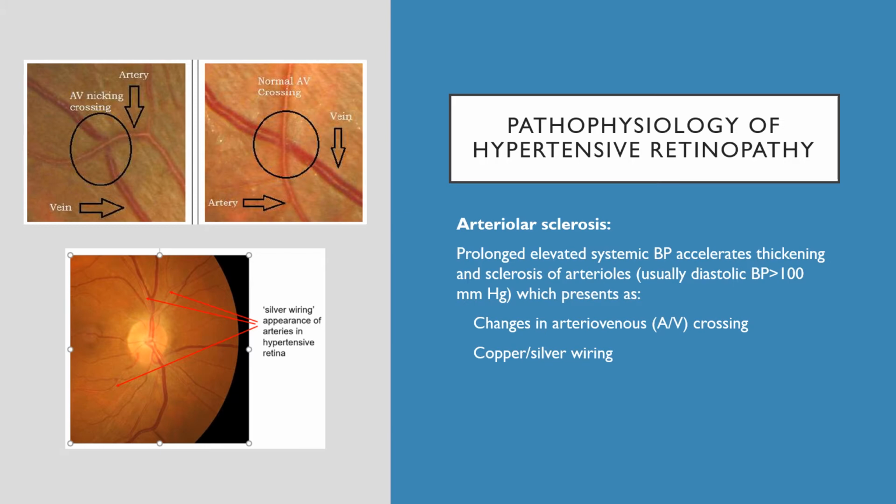We can see that AV nicking occurs when the artery crosses the vein, and there is almost a protrusion that is seen, a nicking that is seen on fundoscopic image, as compared to the right image where there is a normal or non-pathological AV crossing. Below, maybe a little bit difficult to see, but you can ascertain that there is a silver wiring that's occurring in arteries or arterioles in a hypertensive retina. These copper and silver wiring appearances are very prominent and common in hypertensive retina.